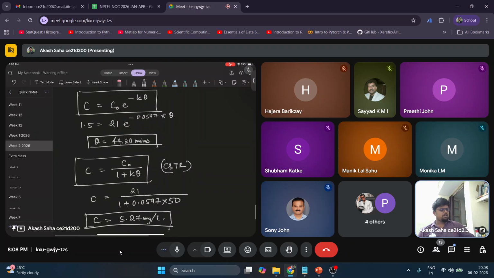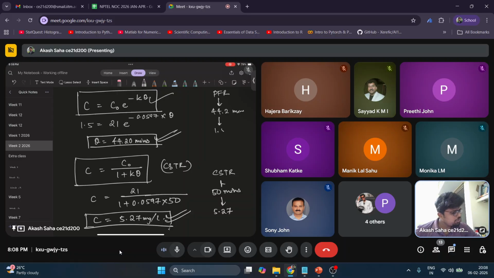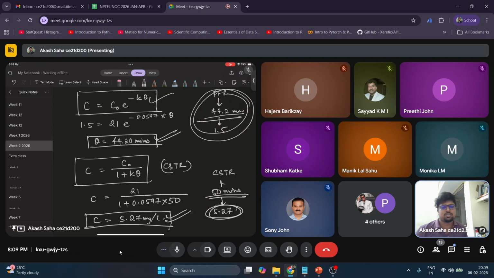So you can simply see, if you compare these two answers, in CSTR it is taking 50 minutes to come to a concentration of 5.27, whereas in PFR, for the same reaction rate, it is taking only 44.2 minutes to come to a concentration of 1.5. Okay, so that is why PFR is always more efficient than CSTR. Here initial concentration is same, the reaction rate is same. So CSTR is taking more time to come to a higher concentration than PFR, which is taking less time and coming to a lower concentration. Okay, so I think now it is much more understood.